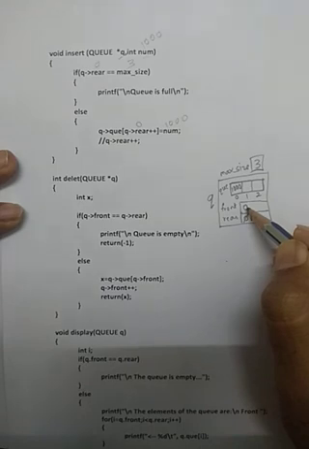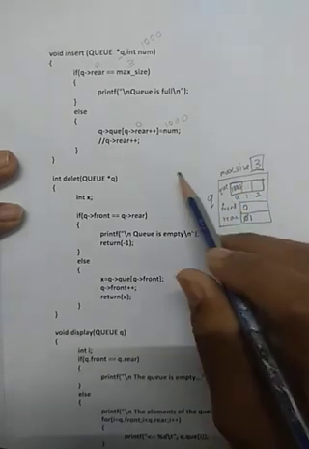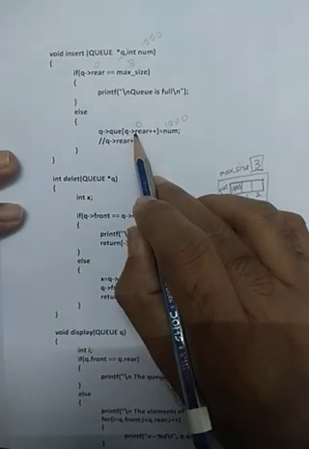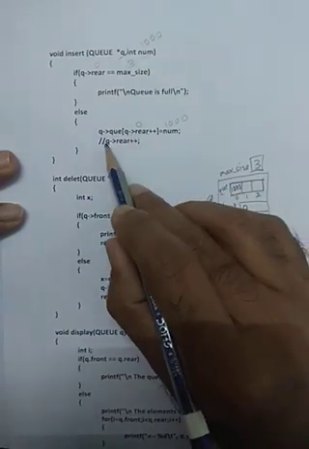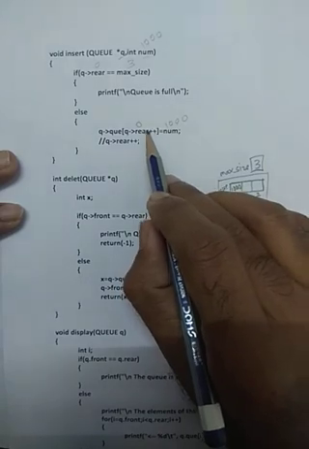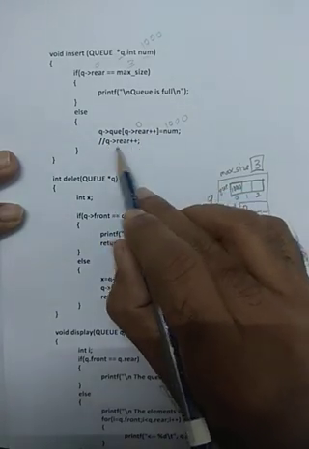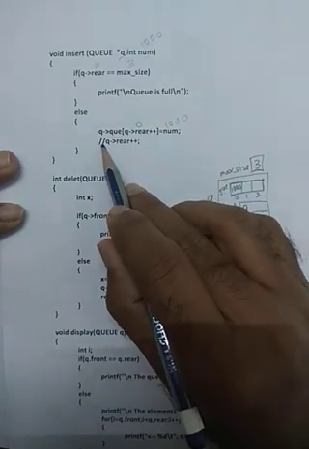That means the contents of the queue are from 0 to 1, which is only one element. Either you can write plus plus here, or you can write the next statement. If you don't want to write this plus plus here, you can write this next statement. As of now, I have just commented it. So this is the insert function.